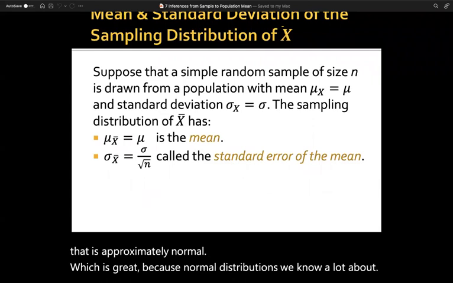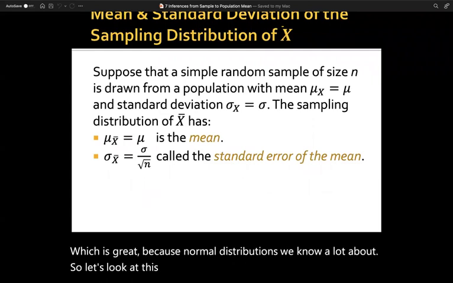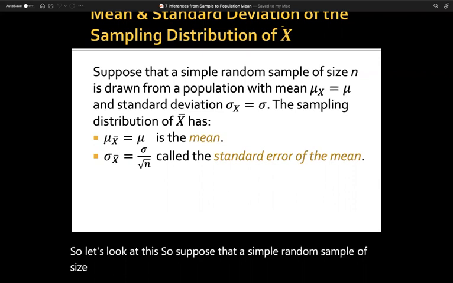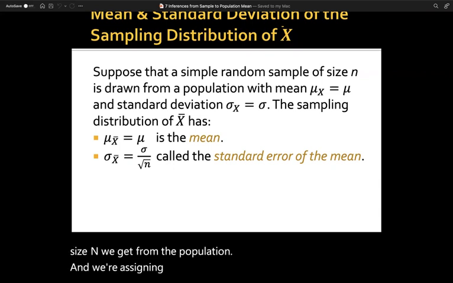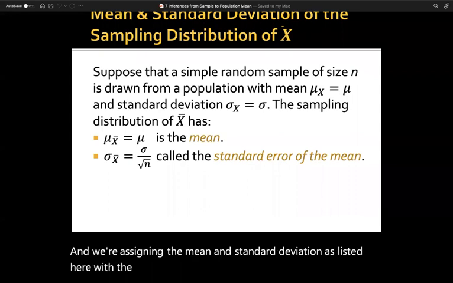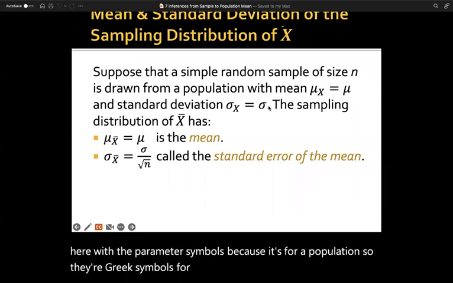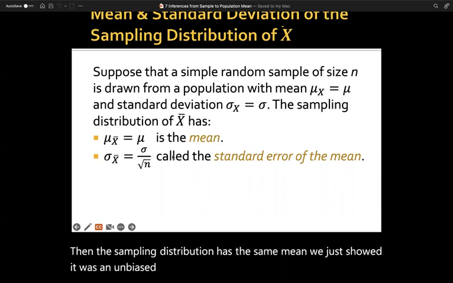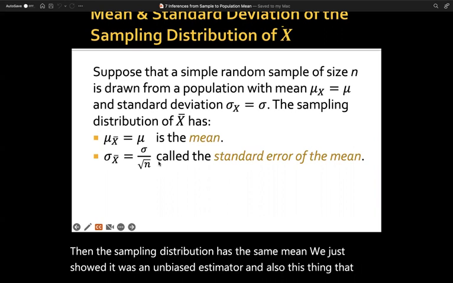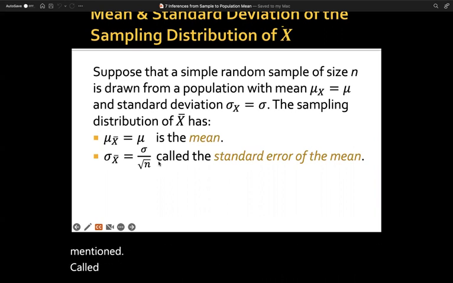So let's look at this. Suppose that a simple random sample of size n we get from the population, and we're assigning the mean and standard deviation as listed here with the parameter symbols because it's for a population. So they're Greek symbols for the mean and for the standard deviation. Then the sampling distribution has the same mean. We just showed it was an unbiased estimator. And also this thing that I had mentioned called the standard error of the mean.